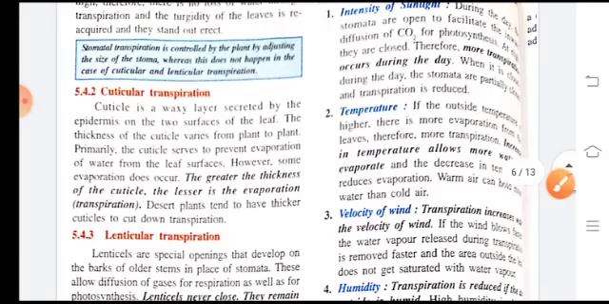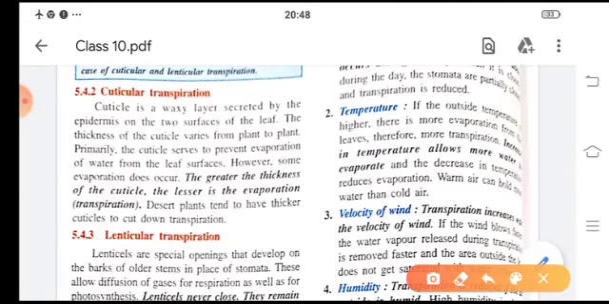Now cuticular transpiration. Cuticular transpiration is done by the cuticle, which is a waxy layer present on the epidermis of the leaf. The thickness of the cuticle depends on the plant, because desert plants have a thick cuticle, whereas plain plants have a thin cuticle. So whatever evaporation or transpiration is done depends on the thickness of the cuticle. If the cuticle is thick, then the evaporation and the transpiration process are lesser.